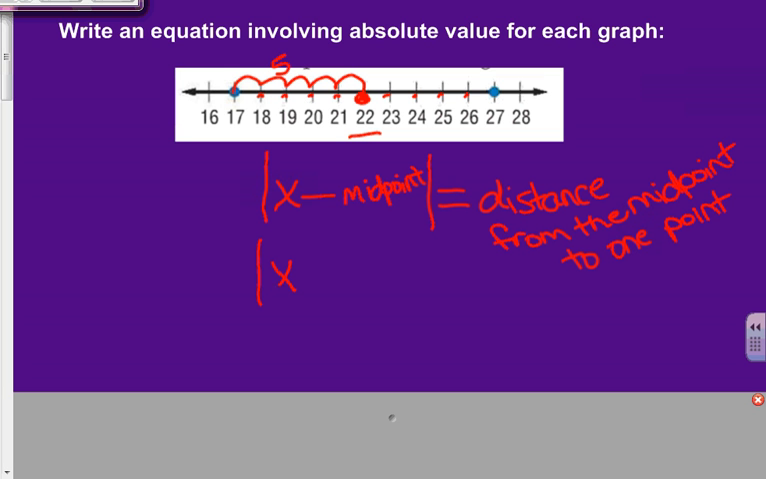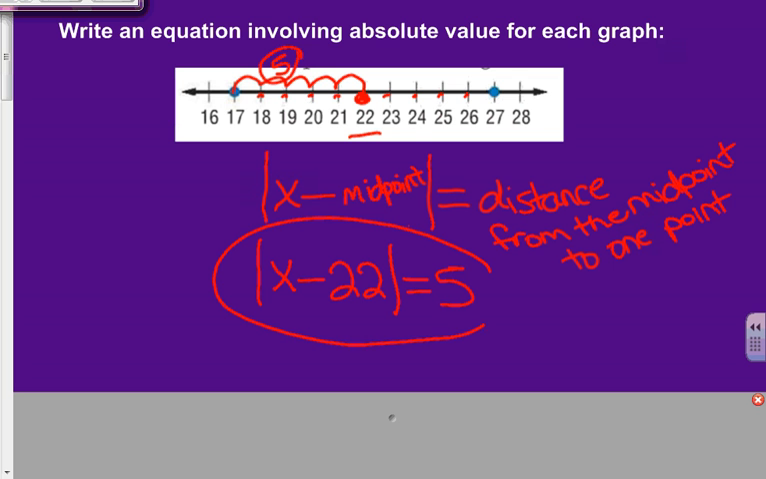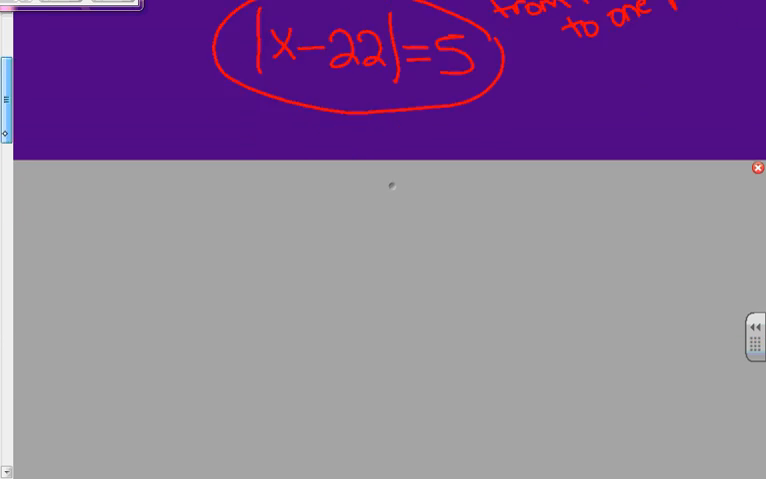So we write out our equation. It's always x minus. The midpoint goes here, and the distance, which is our 5, is out here. And this is our answer. And it really is that simple. Let's do it again.